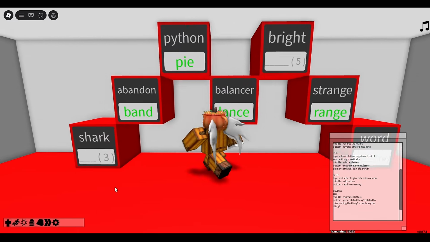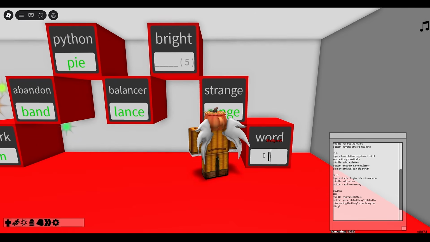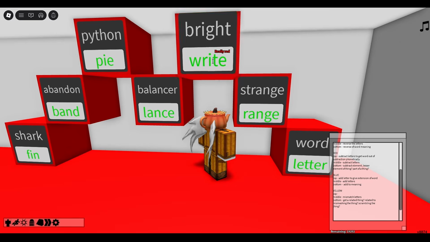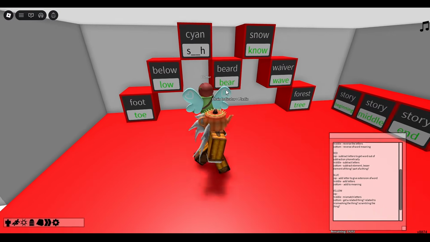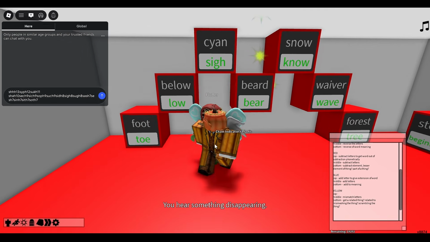story. Okay. So shark, fin, word, letter. Subtract that to get right. Phonetically sound it to right. Okay. But what is this cyan S _ H? That doesn't make sense. Psi? Oh, okay, that does make sense.